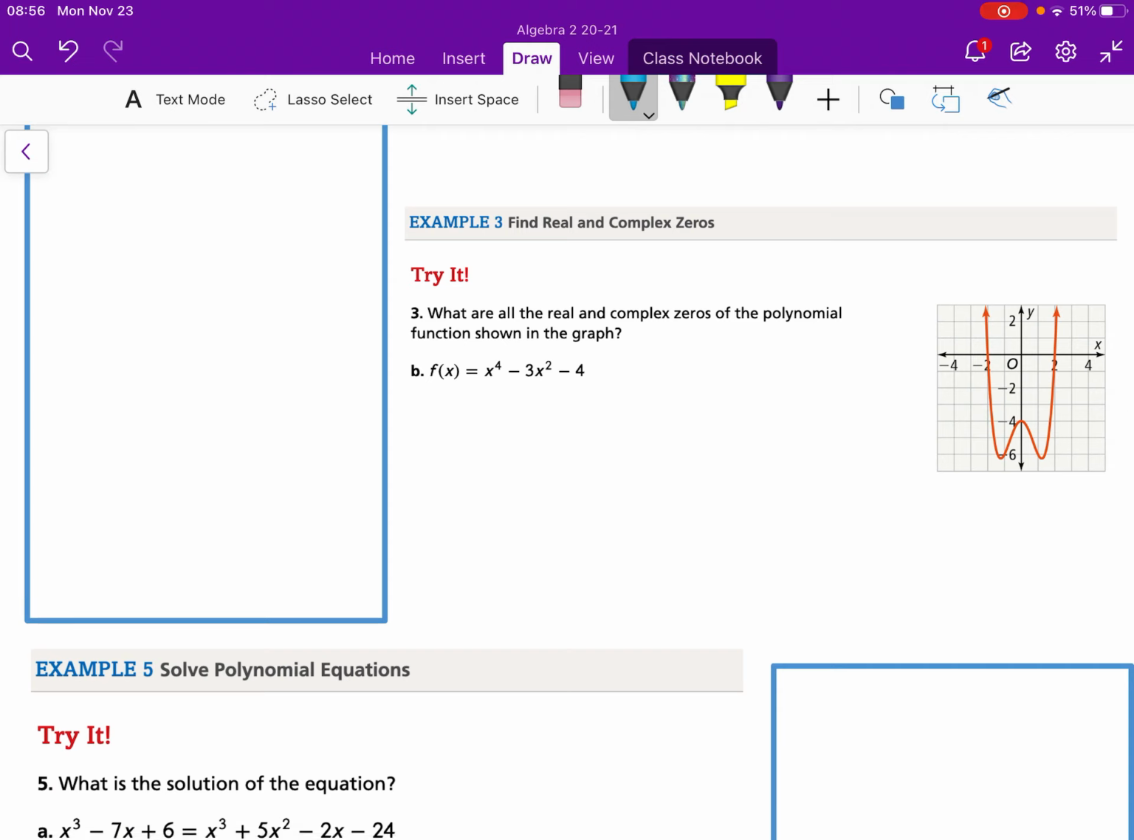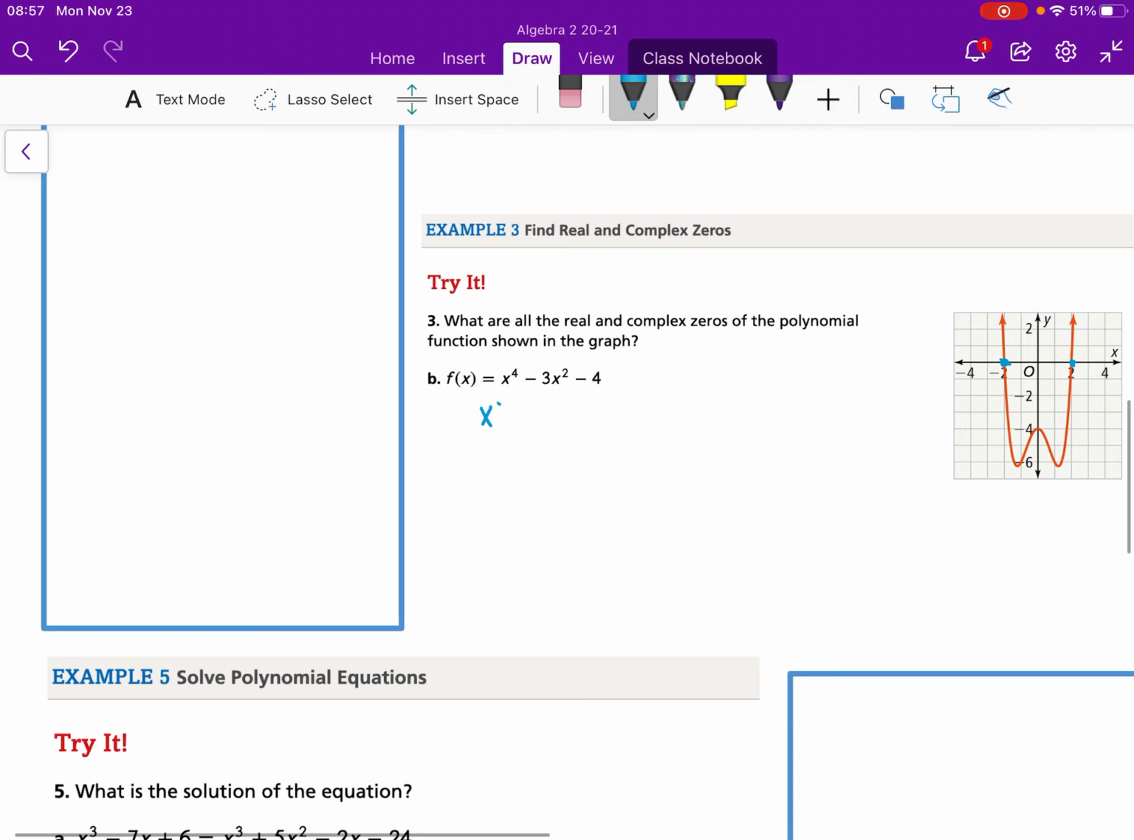All right. What are all the real and complex zeros of the polynomial function? Well, if I look here, it came with a graph that is at negative 2 and 2. So x to the 4th is missing the x cubed component, so 0x cubed, and that should be minus 3x squared. It's missing an x, like the 0x term, minus 4. So we're going to do 1, 0, negative 3, 0, negative 4. Pick my number. I'm going to do negative 2 first. Okay?